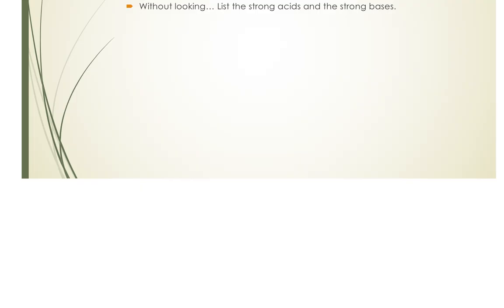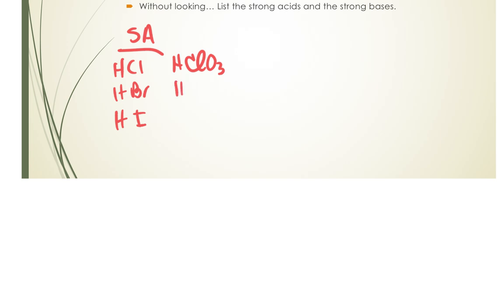Without looking, list the strong acids and the strong bases. Okay, here they come, the strong acids. We have hydrochloric, hydrobromic, hydroiodic. Those are all the ones that are halogen based. Then we've got ones that are oxide based, so chloric acid, perchloric acid, nitric, iodic, and the one diatomic, which was sulfuric.